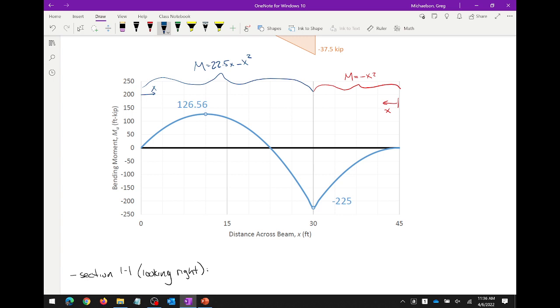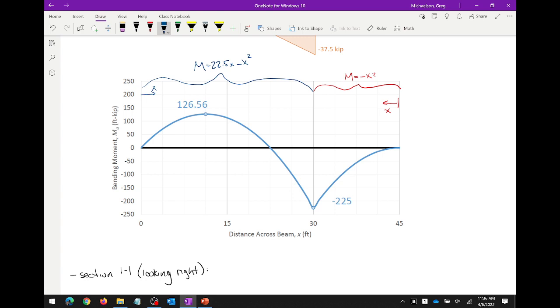22.5 times 30 minus 30 squared. Does that work? Can you plug that into your Casio FX115 ES Plus or similar scientific calculator? See if you get negative 225? Because you should get the same moment. So 22.5 times 30 minus 900. Does that work? There we go.